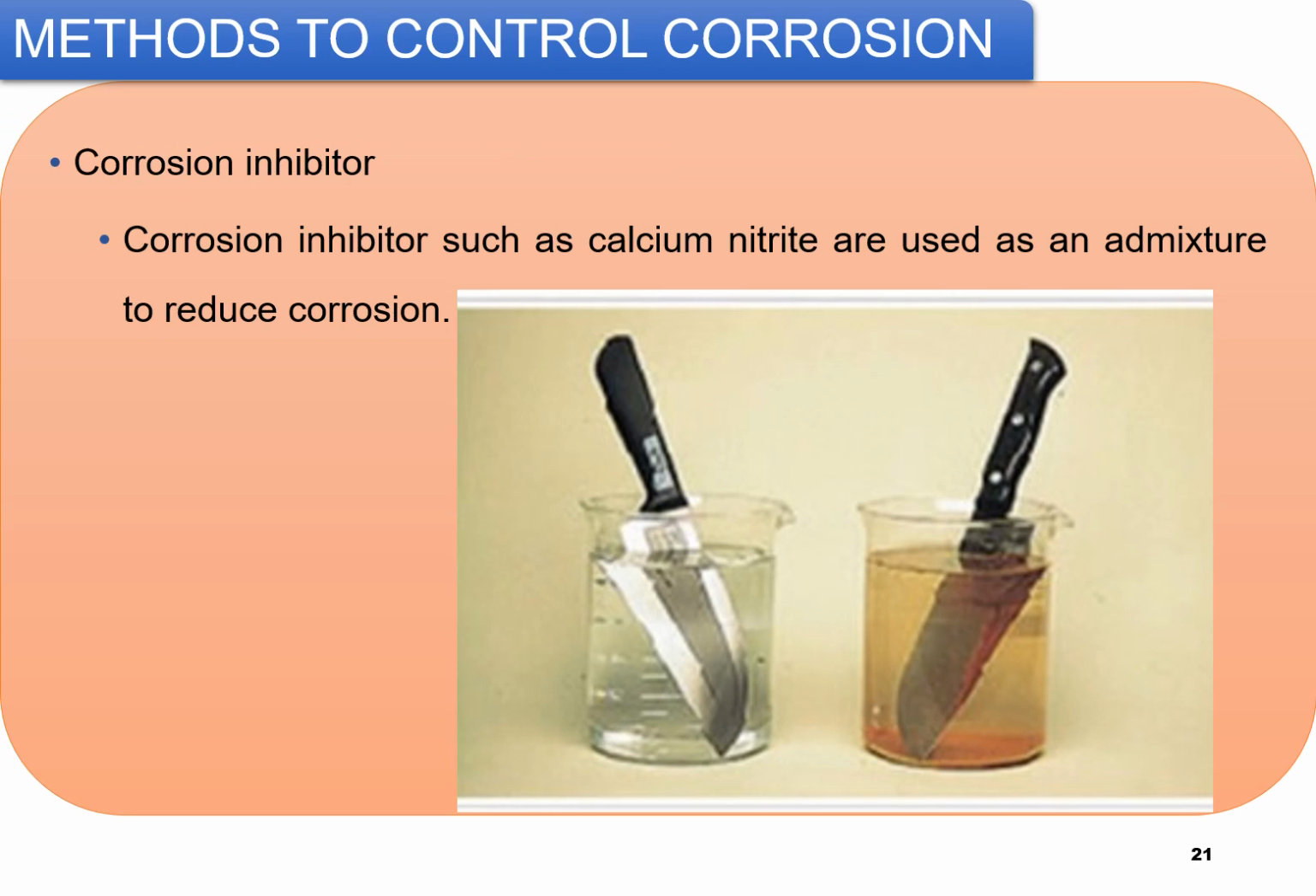Corrosion inhibitors such as calcium nitrate are used as an admixture to reduce the corrosion. So if you see a figure which is having two steel knives being placed, one in hot water and the other one in a mixture of corrosion inhibitor, that is calcium nitrate, you can see the difference with the passage of time. The color of liquid in one jar has become slightly reddish, whereas the other one is still transparent. That means your corrosion inhibitor is active.